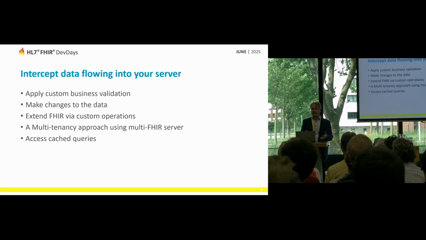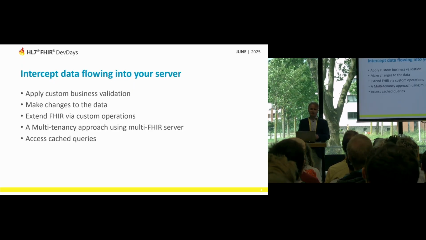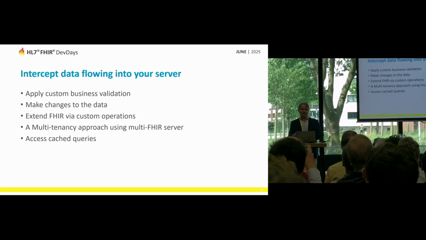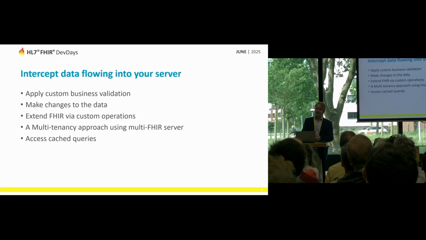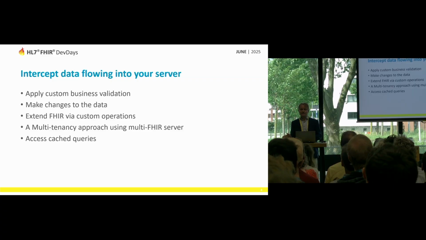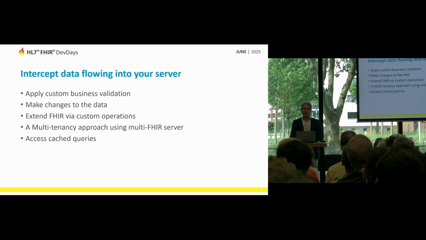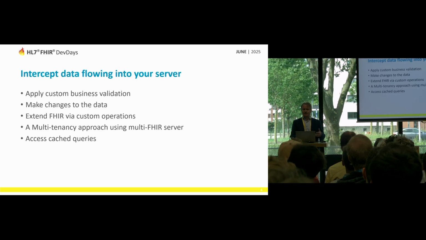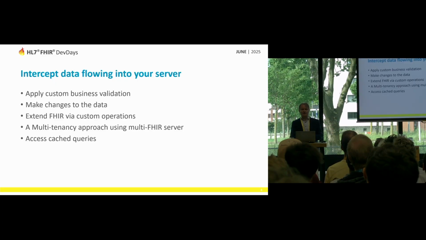You might want to extend the FHIR server by building custom operations. And one place to put this would be inside your proxy or wrapper layer. And if you have a multi-tenancy requirement, your multi-tenancy approach might involve channeling a request to different FHIR servers. And again, this is a place to do that. You might also want to cache certain queries coming from certain consumers and use them later. So let's look at the custom business validation in a bit more detail.